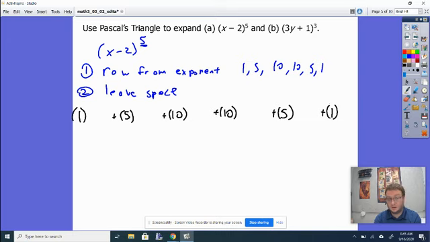From there, we've got 2 terms here. We've got basically an A term and a B term. I'm going to take the A term and put it to the power of 5. Whatever my power is, I'm going to take the A term and do my power. So A term, I'm going to do the power, and then I'm going to count down.